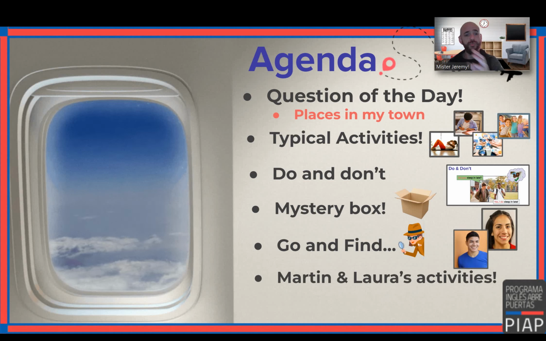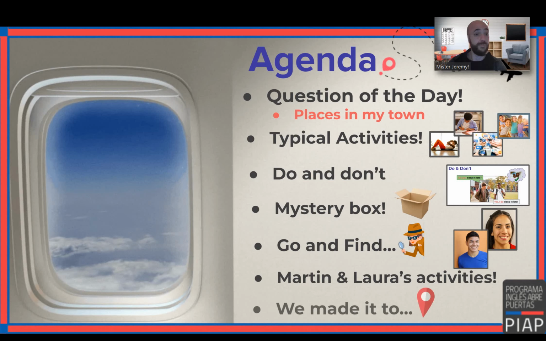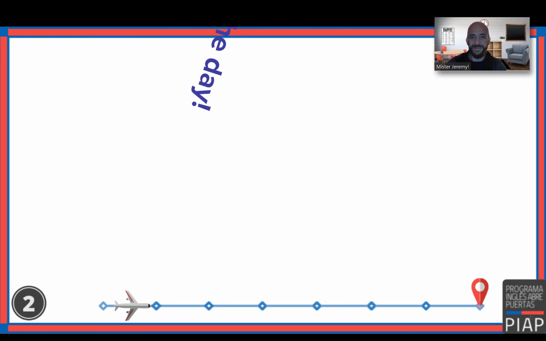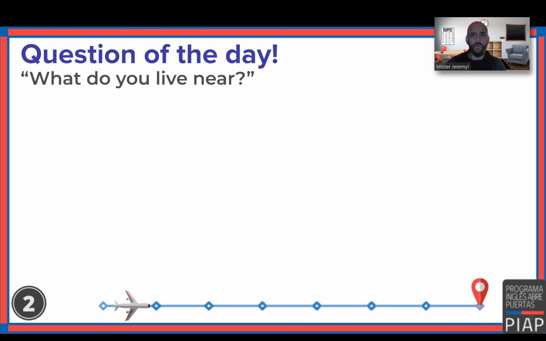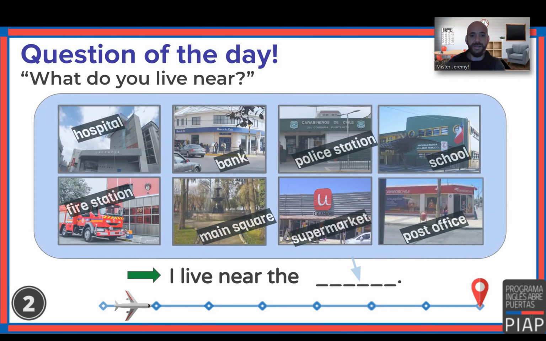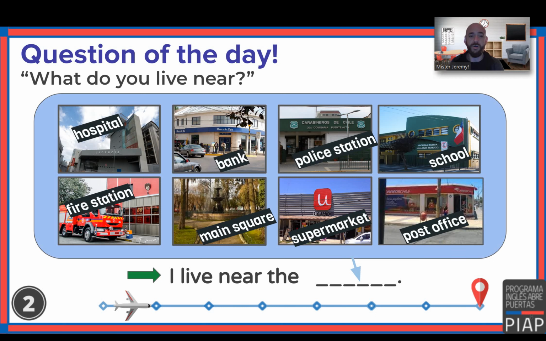And then we'll do some does and doesn't practice with Martin and Laura. And then we'll see where we've made it to. So, jumping right in, our question of the day is, what do you live near? Again, we're employing the vocabulary that we recalled in the beginning, and we will have students tell us what they live near in their town.